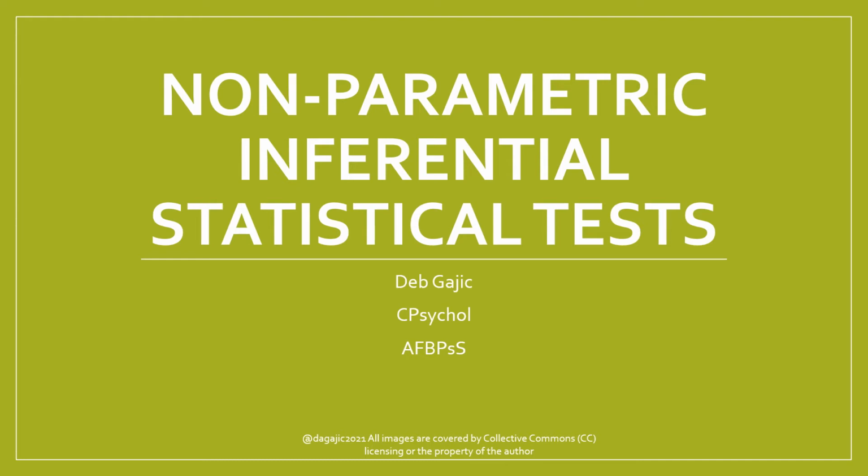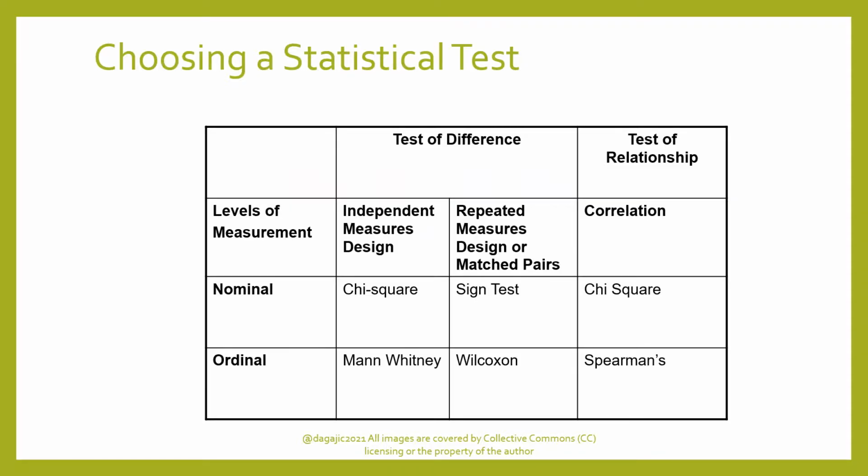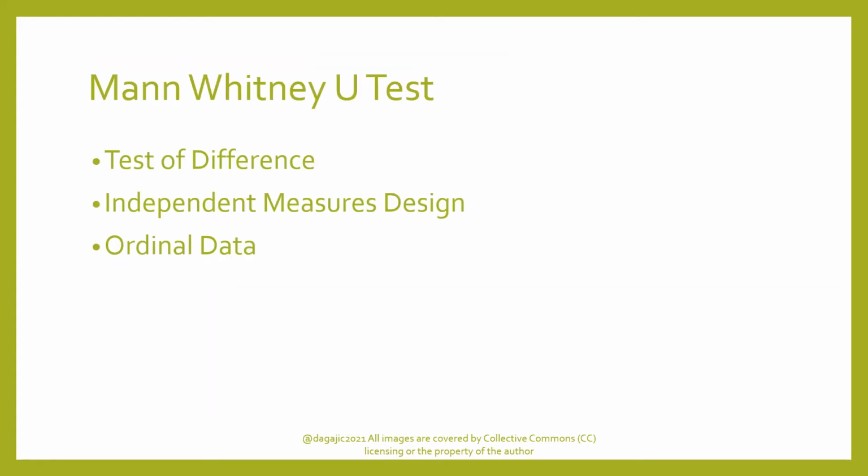This video will take you through a step-by-step guide of how to calculate the Mann Whitney U Test. This table of how to choose what non-parametric statistical test to use when is very important, so make sure you learn it. The Mann Whitney U Test is used when you've got a test of difference, an independent measures design, and you've generated ordinal data.